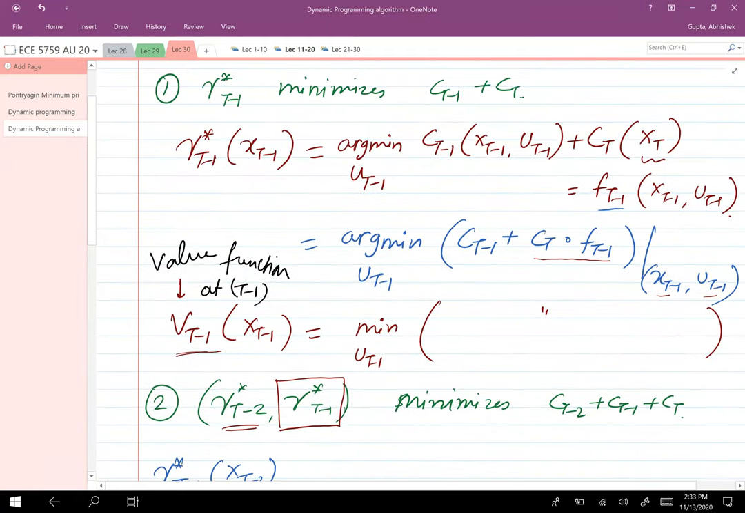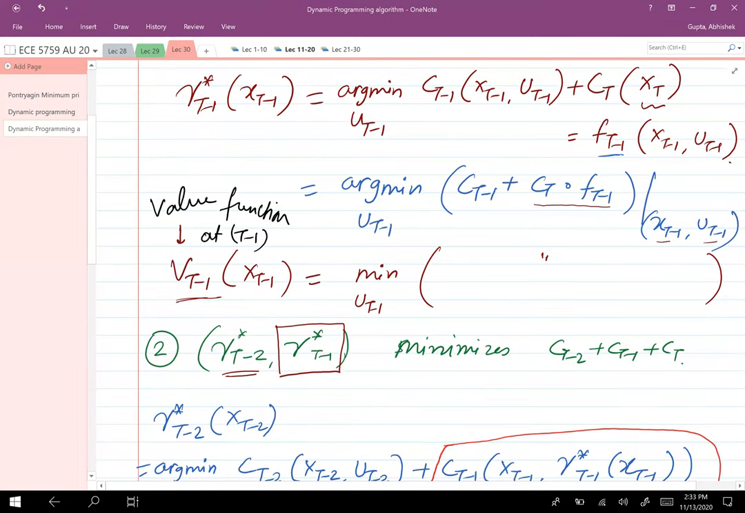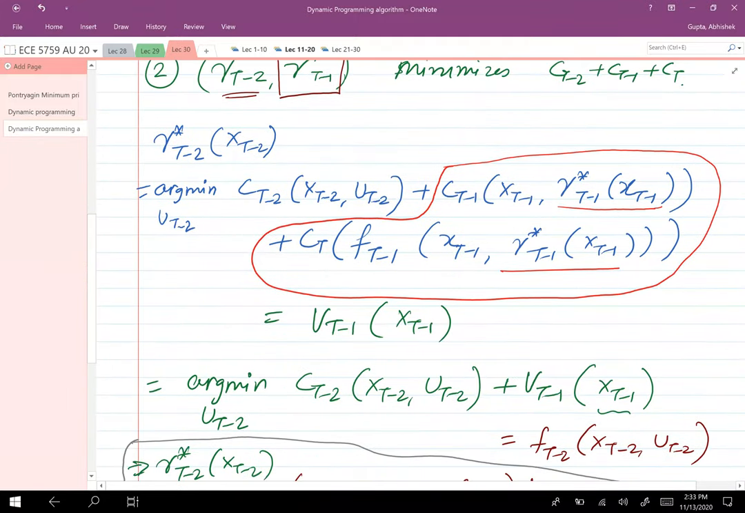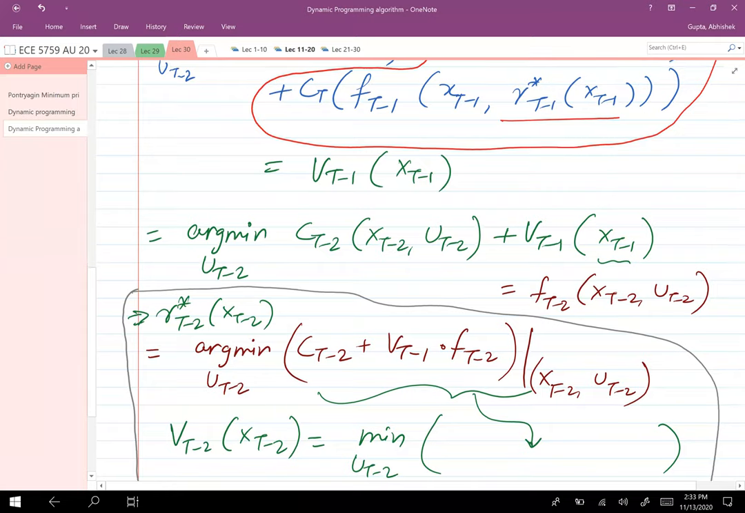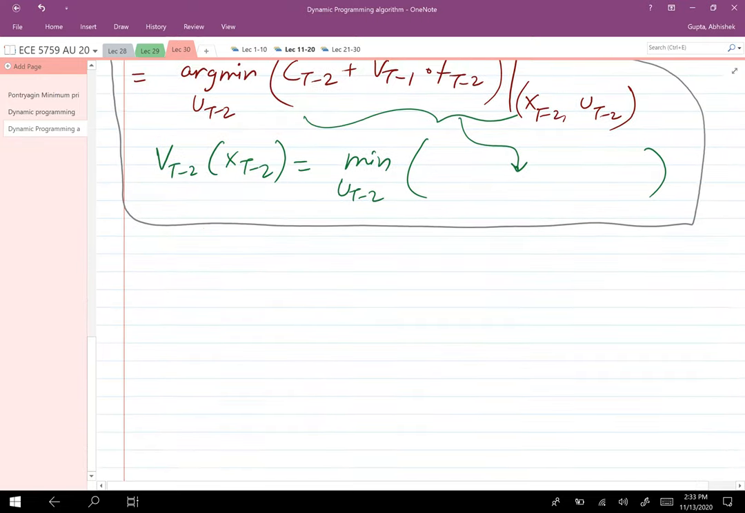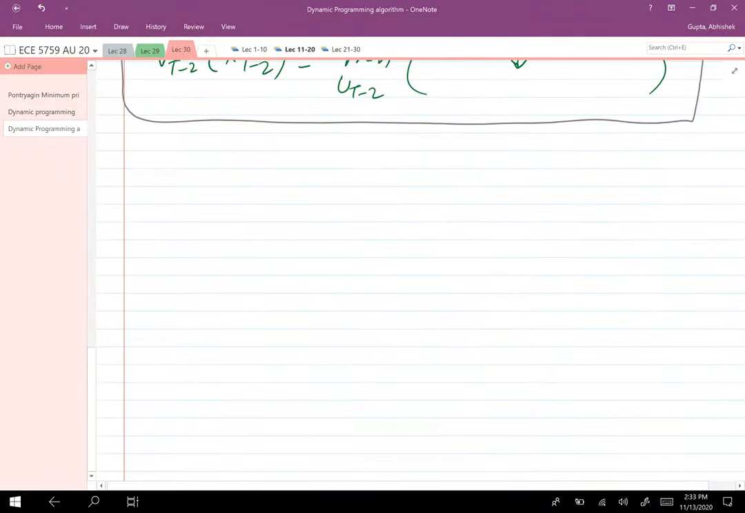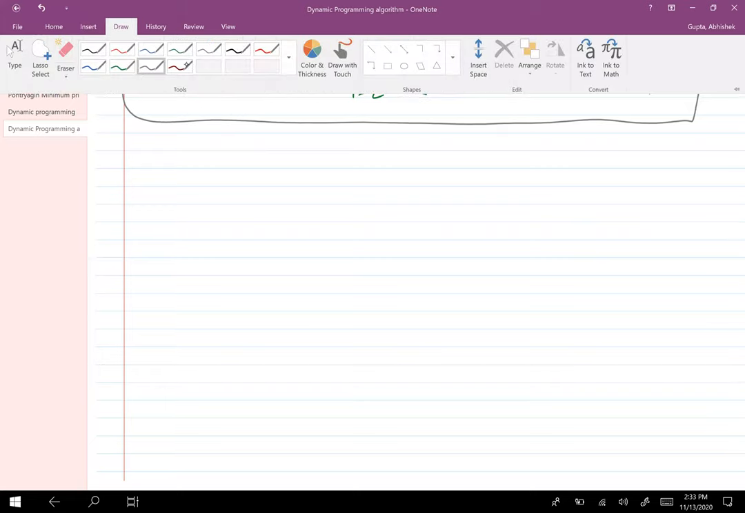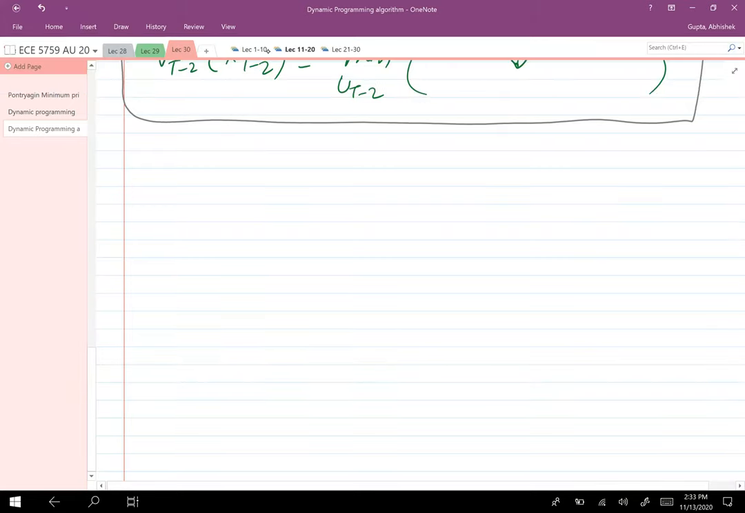So we computed gamma star_{t-1} by truncating the cost function and minimizing over all u_{t-1}, stored the value function, then computed gamma star_{t-2}. After going through a series of steps, we realized that gamma star_{t-2} is actually the argmin of c_{t-2} plus the future value function composition with the current state transition function. And then I again stored the value function. And now a pattern is emerging out of it.